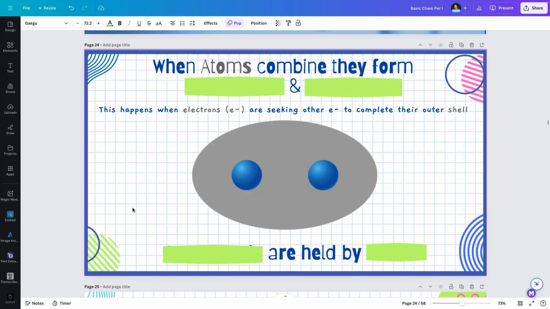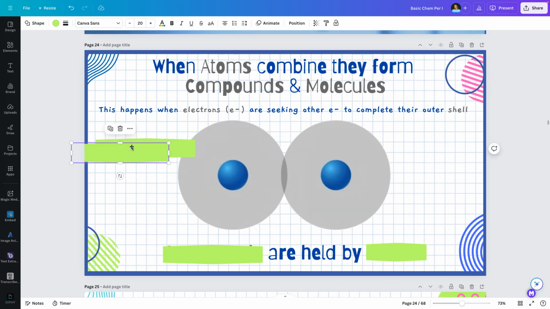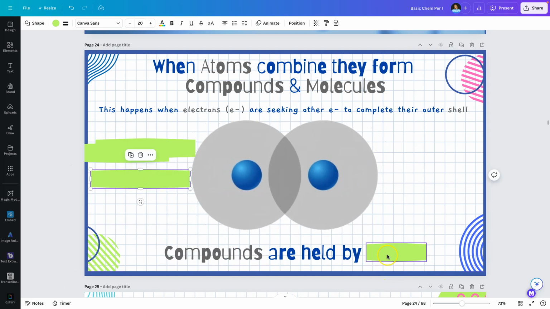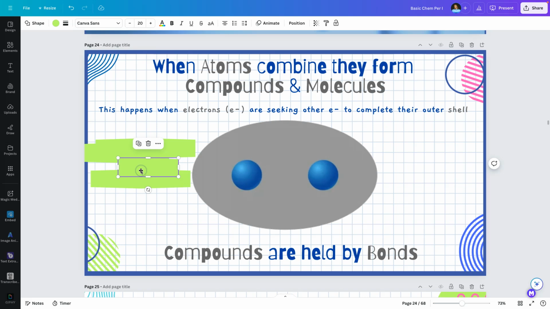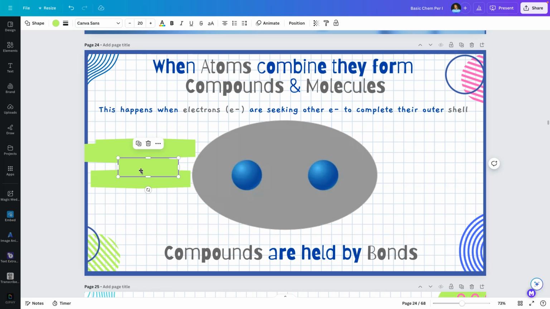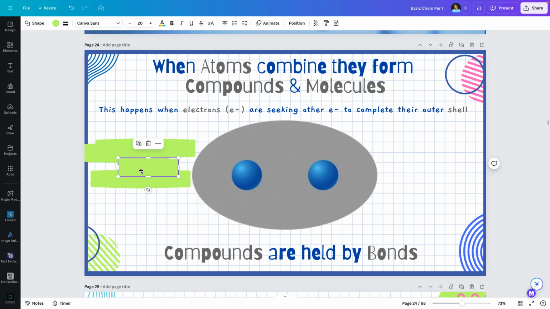Molecules. What else? Bonds. Good. So when atoms combine, they form compounds and they form molecules, but they form bonds because those compounds are held together by those bonds. So a compound is an atom that combines with another one. In some cases, they're going to be called molecules, and they're always held together by bonds.